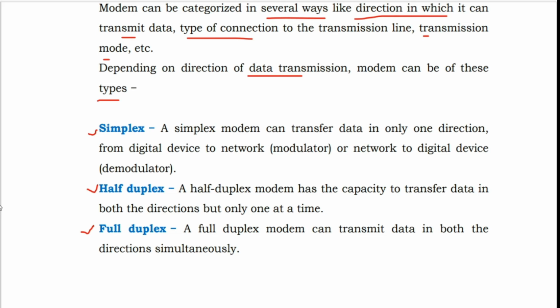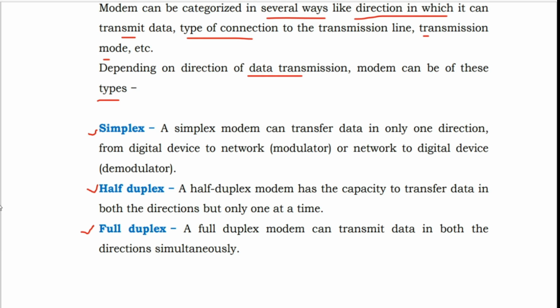The best example where data transmission takes place in one direction is the radio. From a radio station the data is transmitted and the radio receives the signal, but the signals are not sent back to the radio station. You cannot interact. Okay, next one is half duplex.